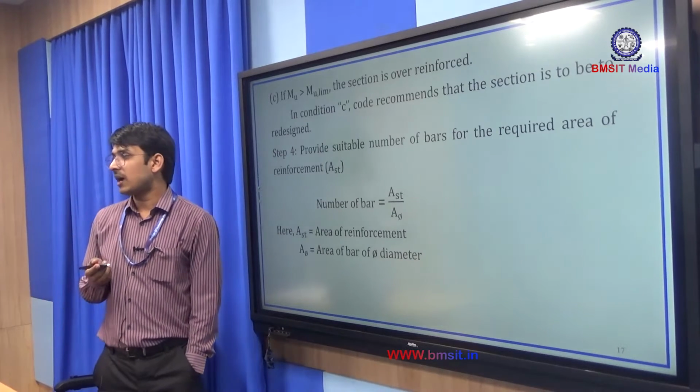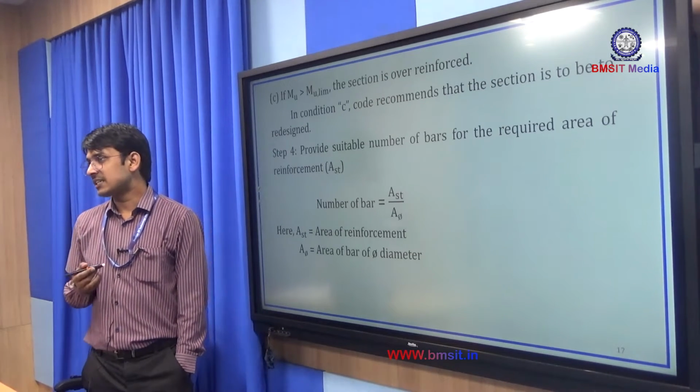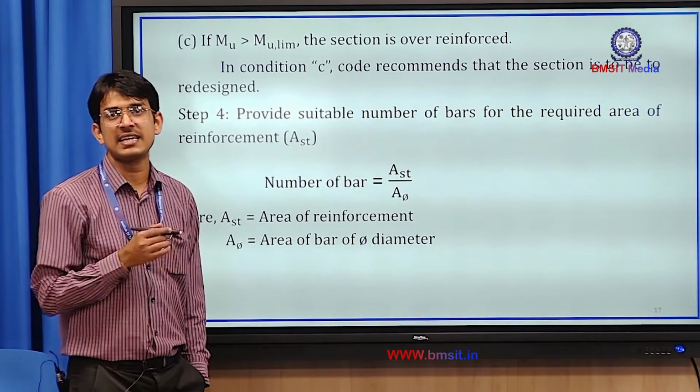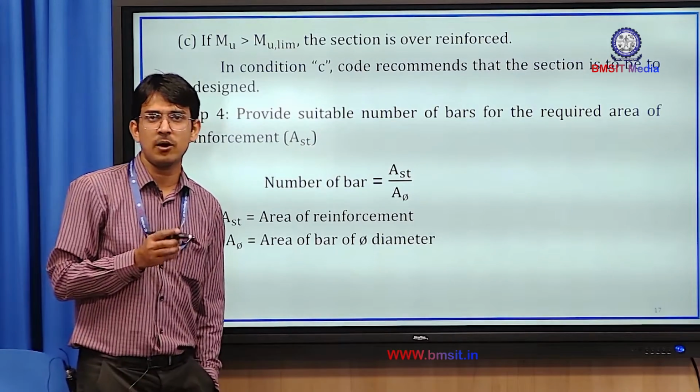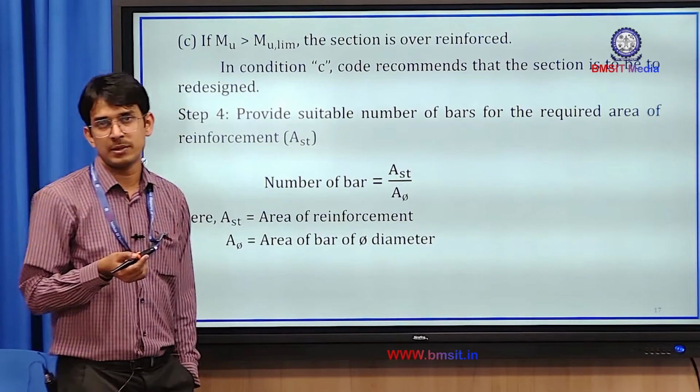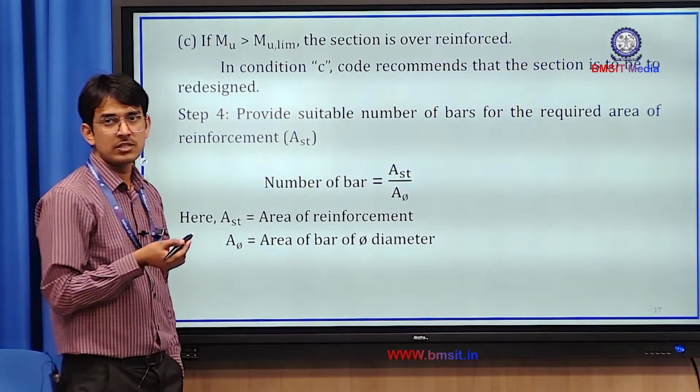As I earlier told you, in such a condition the code doesn't allow the design. It asks that you have to redesign the section. Redesigning the section means you have to increase the size of the section, or you have to go for a doubly reinforced beam. So this is what we have.